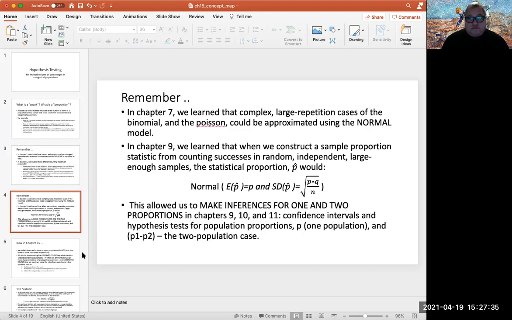We also then evolved this particular topic in chapter 7 by looking at situations in which the normal model is a helpful way of approximating large repetition cases of binomial counts and of Poisson counts. And now in chapter 9, we then developed a way and a means to identify statistically a whole probability model of possible counts in the form of sample proportions.